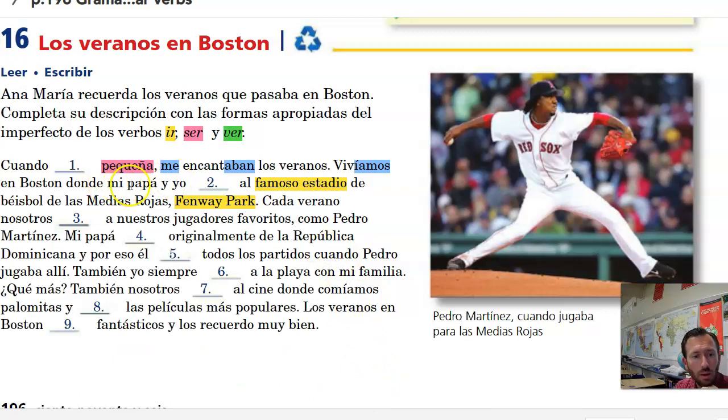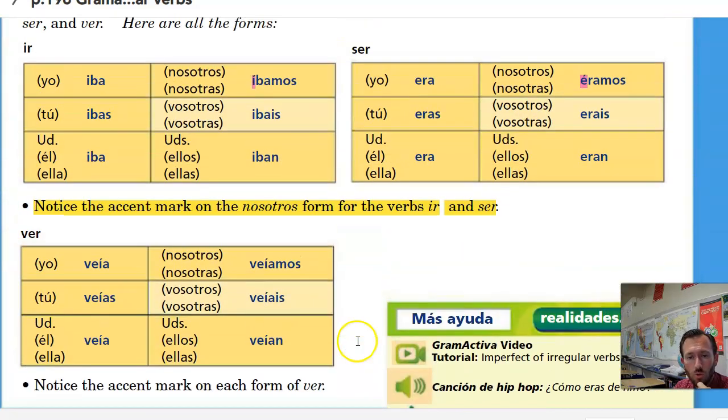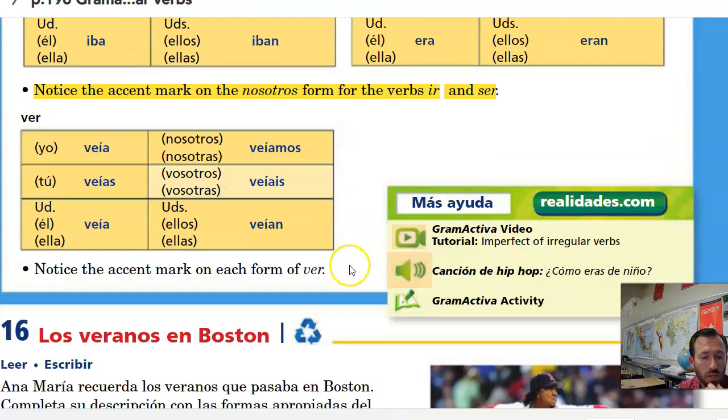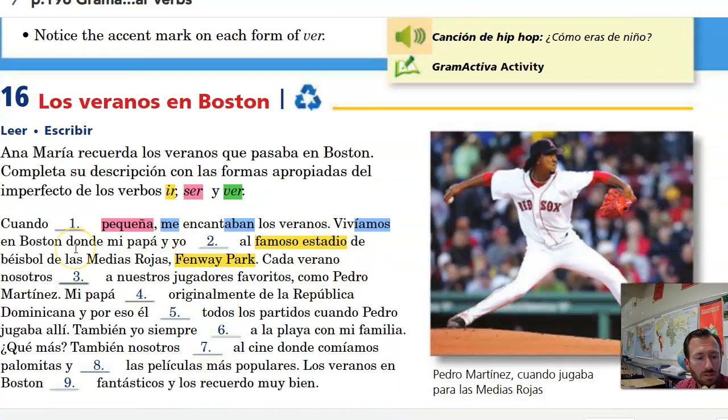And if our subject is mi papá y yo, then we're going to use the nosotros form of ir, and that's how we get the correct answer, íbamos. Vivíamos en Boston, donde mi papá y yo, my dad and I, we used to go nosotros íbamos al famoso estadio de béisbol de las Medias Rojas. Medias Rojas are Red Sox. Fenway Park. Lastly, number 3, cada verano, nosotros blank a nuestros jugadores favoritos.